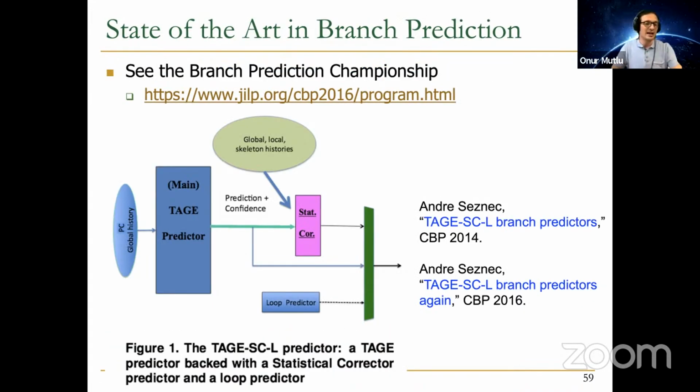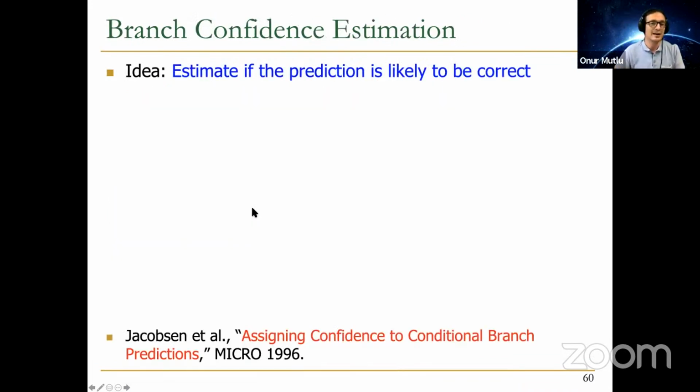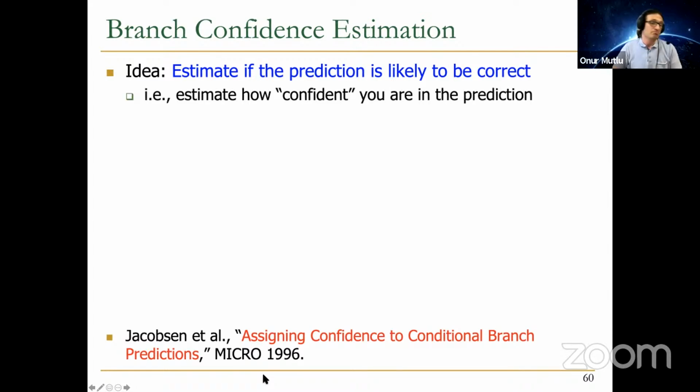Now, let me talk about confidence, since it was mentioned over here. I kind of implicitly mentioned confidence so far, but confidence is something that we as humans do, right? Basically, we predict something and we can say, oh, I'm really 60% confident that what I said is true, right? We can do the same thing with branch predictors. We can estimate if the branch prediction is likely to be correct, and depending on that, we can choose different actions, right? And this is called branch confidence estimation. It was actually introduced by a seminal paper in 1996. Basically, the idea is to estimate how confident you are in the prediction.